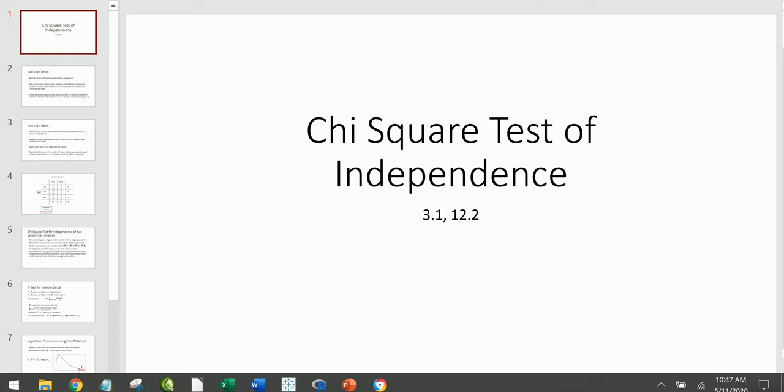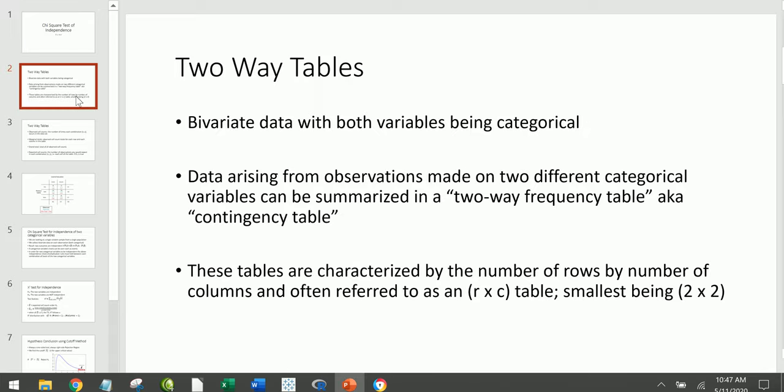Hi guys, in this video I'm going to cover the chi-square test of independence. We're also going to learn about two-way tables in the process and eventually get to the hypothesis test, which is the chi-square test. Okay, so first off, two-way tables. This is an excellent way to summarize bivariate data where both of your variables are categorical.